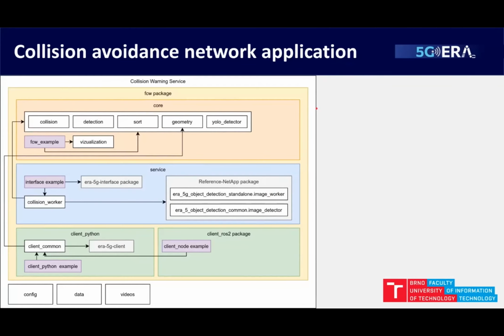This is the diagram of this application. It consists of several packages. The core service uses the YOLO detector. It extracts the geometry from the scene, uses the detection and the SORT algorithm to detect and track moving objects, and it predicts the collisions. The service part of this network application uses the packages from our ERA5G interface package and reference network application package for the object detections and also for the communication with the client. And the client is based on ROS2 and uses the client Python library to communicate with the network application.